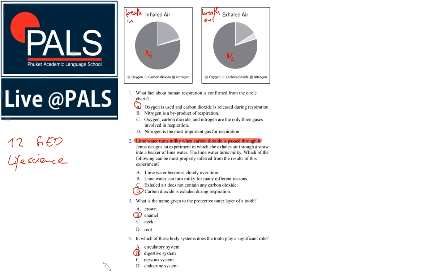Circulatory system, yes, the heart and the blood vessels. Nervous system, our brain and the spinal cord and the nerves, for coordinating and responding to changes in our environment. And the endocrine system is an organ system that contains gland organs which are producing hormones. So let's have a look at the next question.